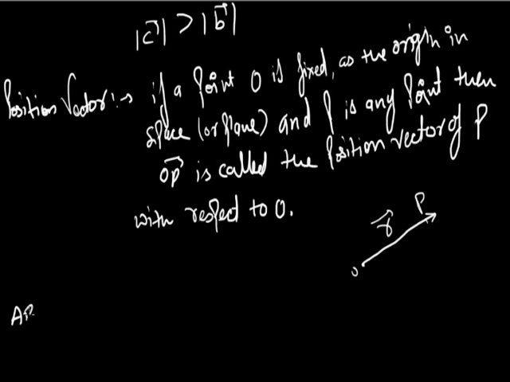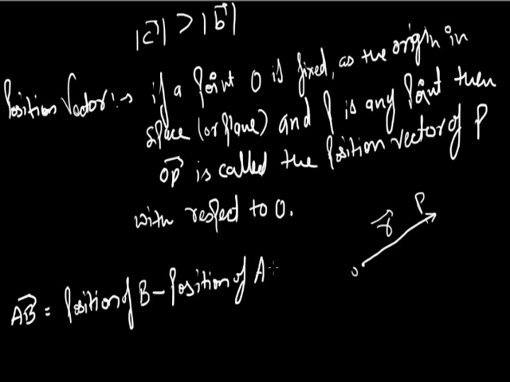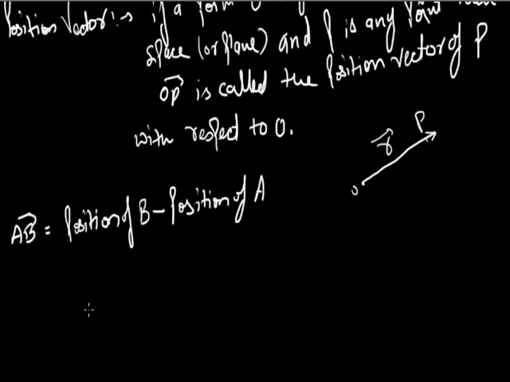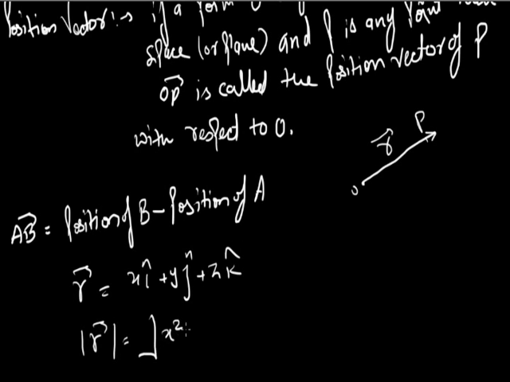Now how to write the AB vector? It is the position vector of B minus the position vector of A. The r vector is x i cap plus y j cap plus z k cap. Now the magnitude of r vector is the square root of x square plus y square plus z square.